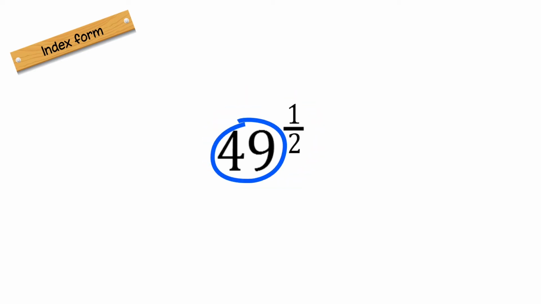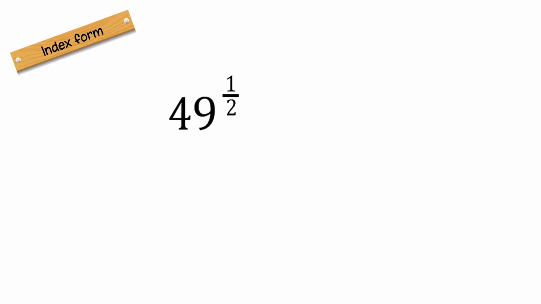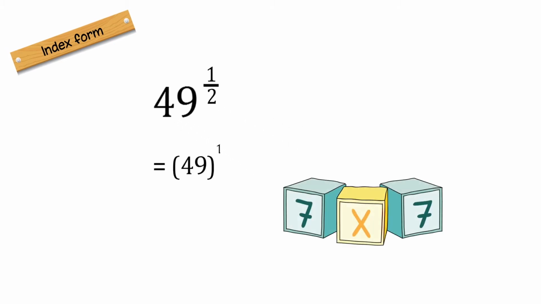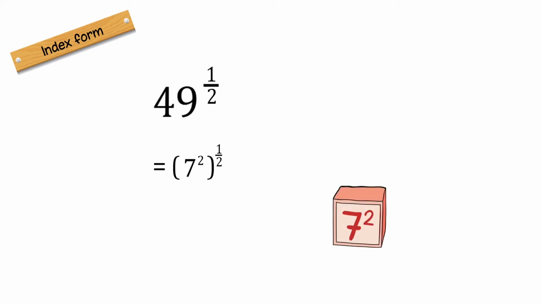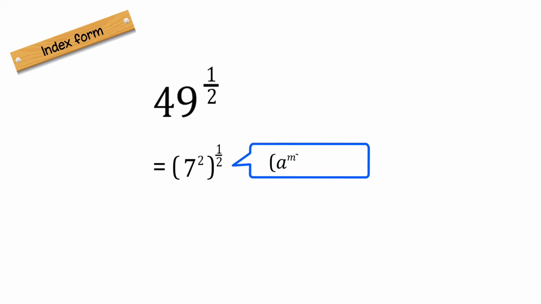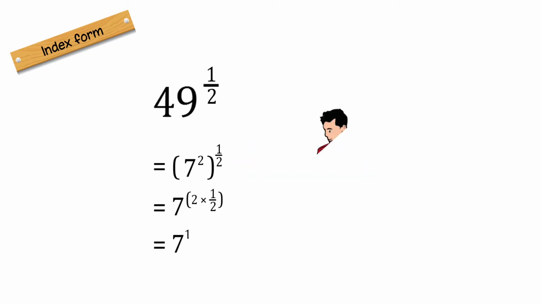Observe that 49 is a composite number. Can we write 49 as a product of its prime factors in index form? We know that 49 equals 7 times 7, and it can be expressed as 7 squared. Using this law of indices, we multiply the indices 2 and half to give us 7.